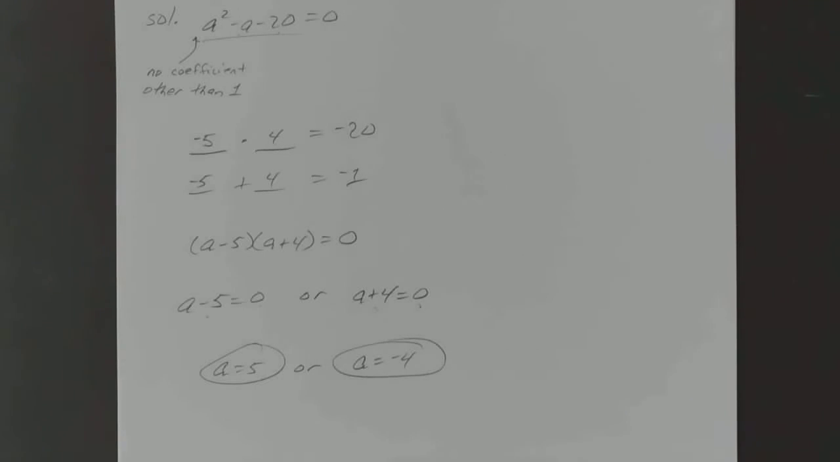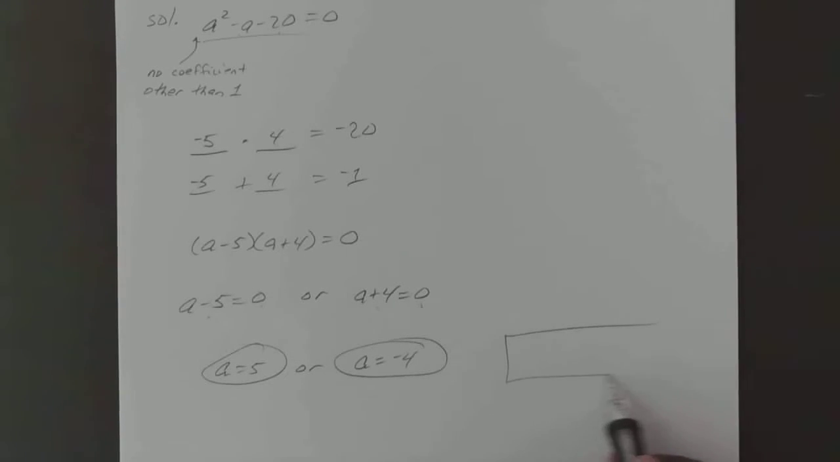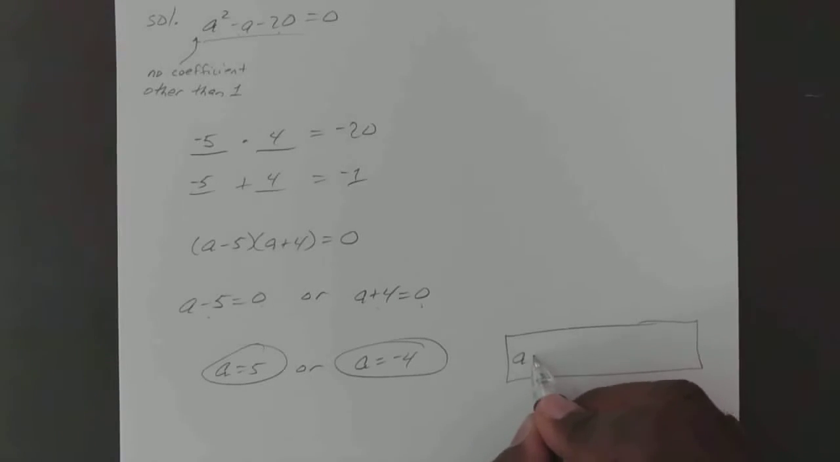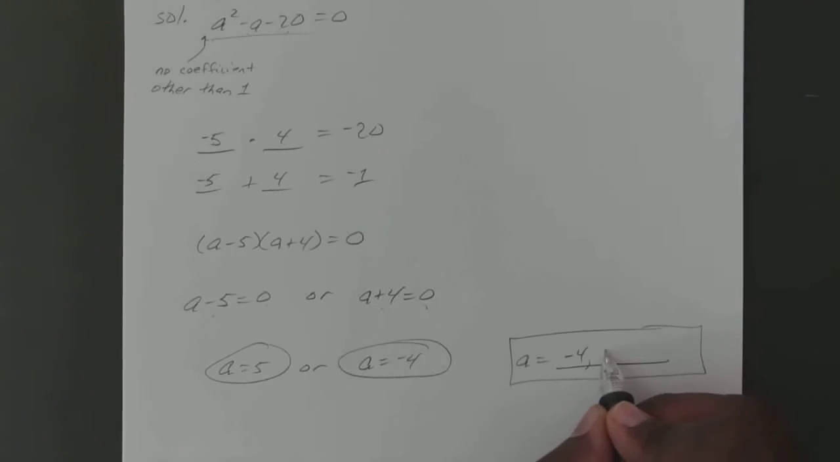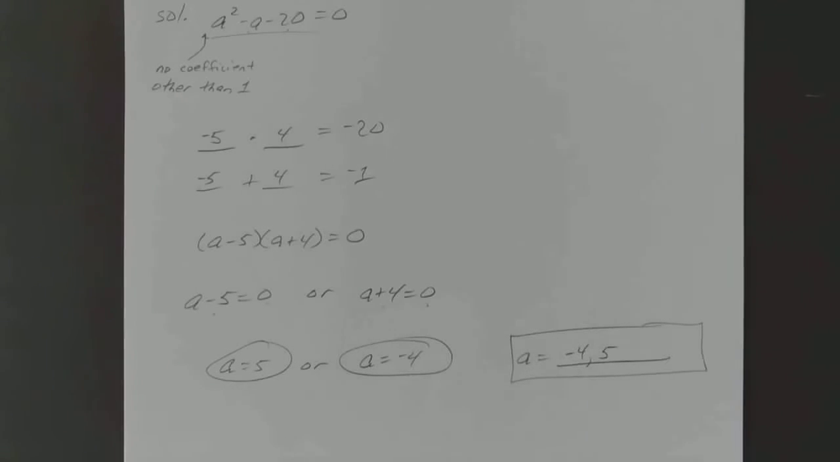All right, so any questions on that one? Yes? So you would know your answer, a equals 5, a equals -4? On the homework, they may want you to write it, let's say they may have a equals and then a little box or a line or something. Then you just have to put -4, 5. So that's probably how they would want it. All right, any other questions?